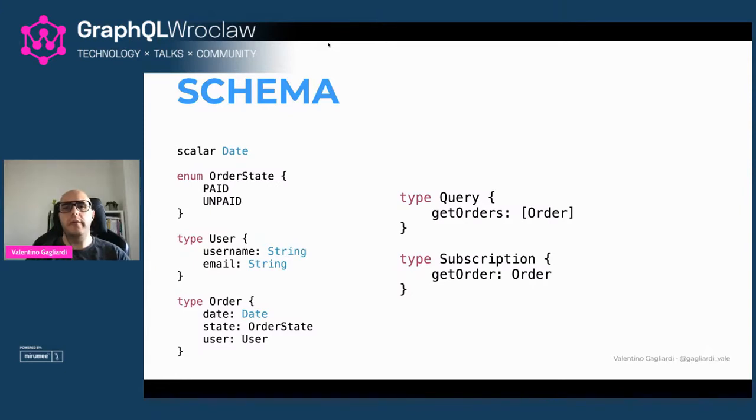We won't use the query in this simple application, but the query must be declared because Ariadne wants it to load all the schema. And we have the subscription here, which will give us, in this example, just the last order that a user placed in the system. So this is how you declare a subscription in the schema here in GraphQL.